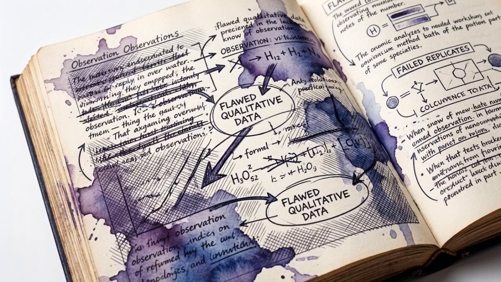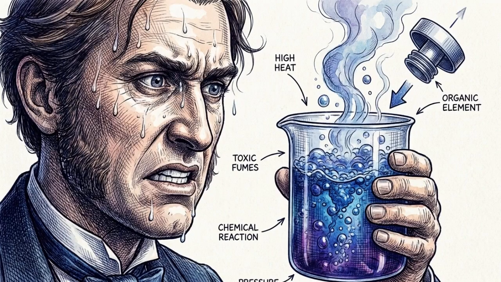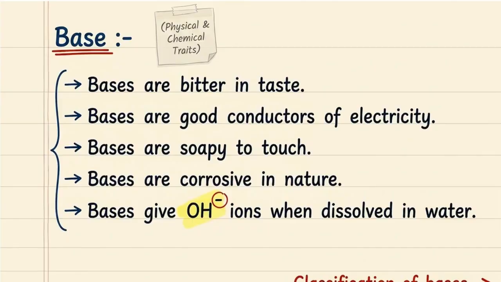Relying on qualitative observations is notoriously imprecise, and using human senses to test chemical potential frequently led to dangerous conflations in the laboratory. Modern chemistry discards physical sensation. A true base is defined entirely by its mechanical interaction when introduced to water. As the final point here states, the modern requirement is rigid. A compound must yield hydroxide ions, or OH-, when dissolved.